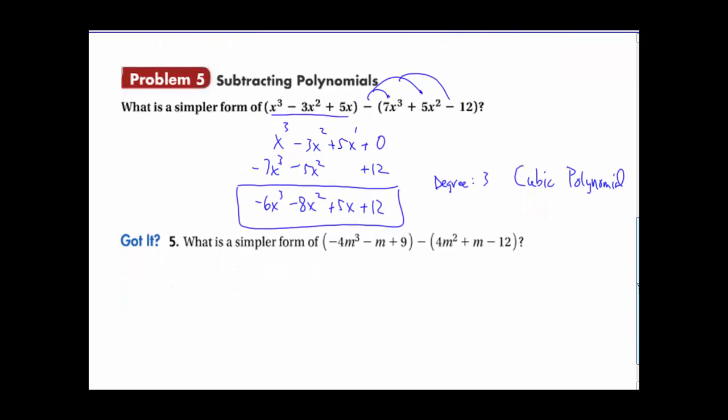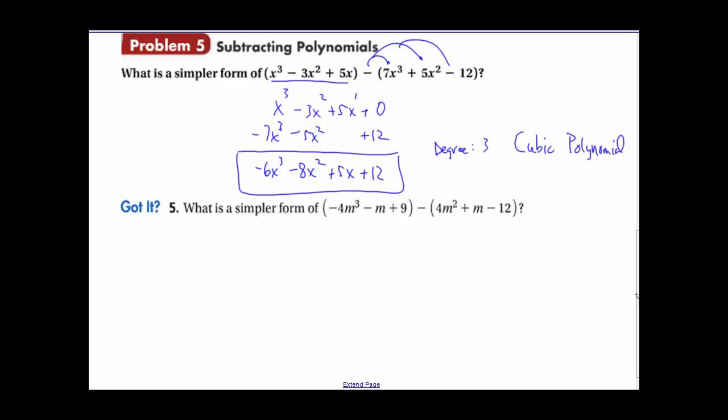All right, let's see if you got it. Hit pause. Try number 5. Be sure to show your work. Be sure to write it in standard form. And then let's see if you can try the degree and the name. Go.